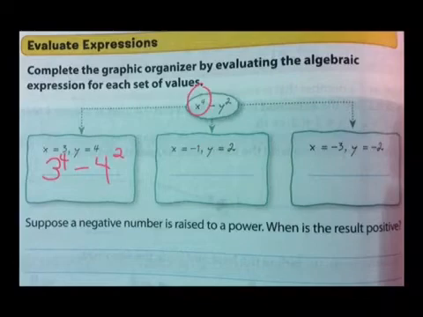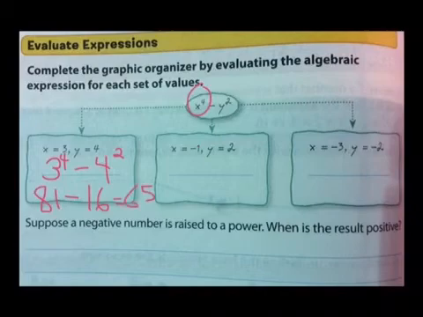Okay, when I solve for this, 3 to the power of 4 is 81, because 3 times 3 is 9, that's 2 of them, right? Times 3 is 27, and 27 times 3 is 81, minus 4 times 4 is 16. And 81 minus 16 is 65, and there's our answer.